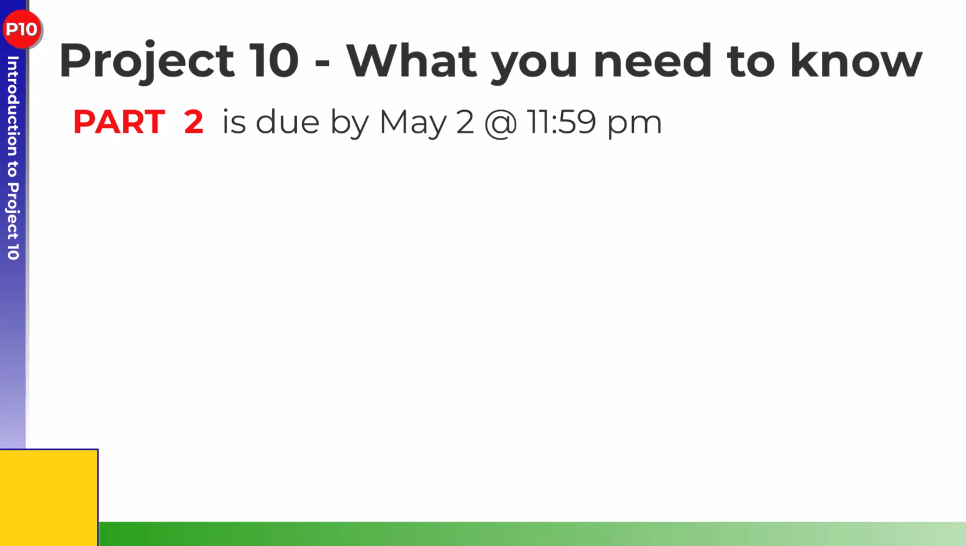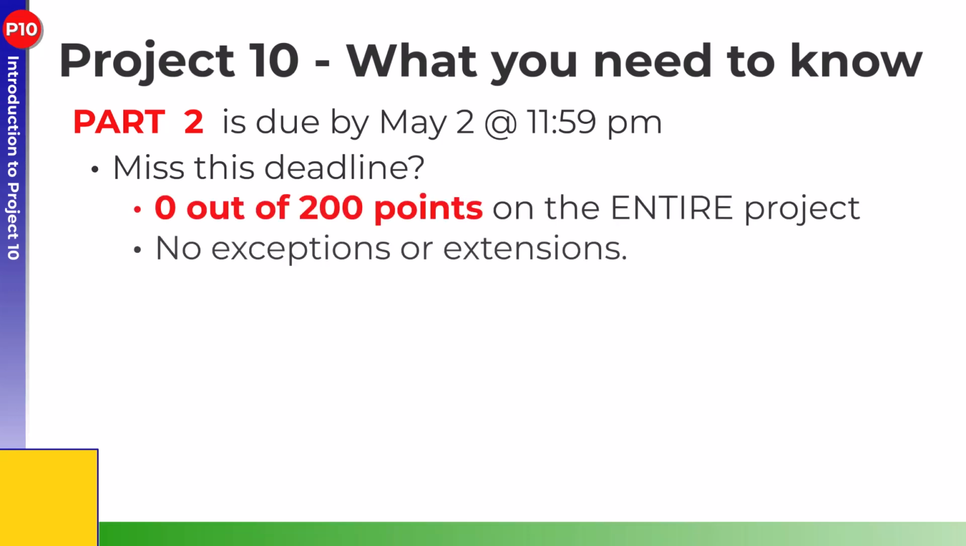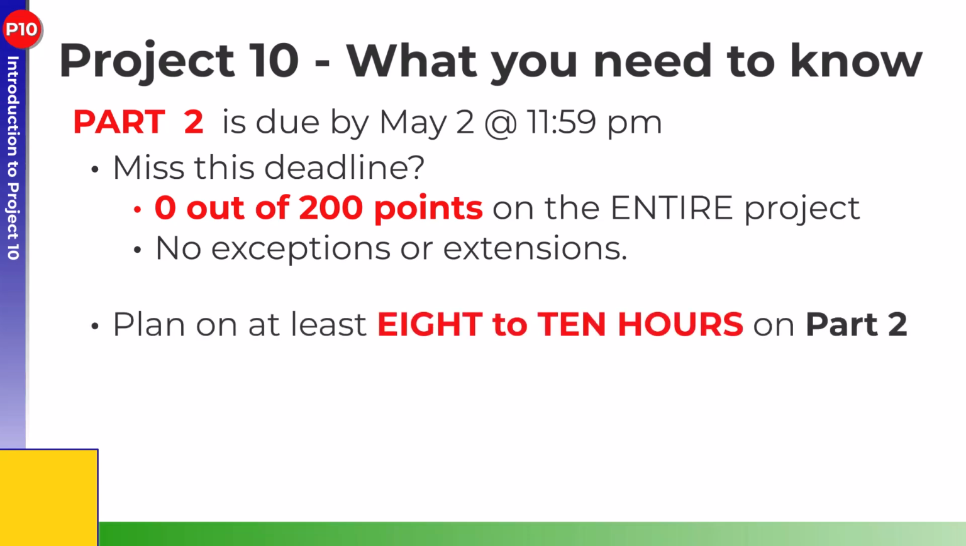That's our last day of class this semester. Once again, if you miss that deadline, you get 0 out of 200 points. You'll lose the 50 points you already had for Part 1. Now, on Part 2, you need to plan on 8 to 10 hours.